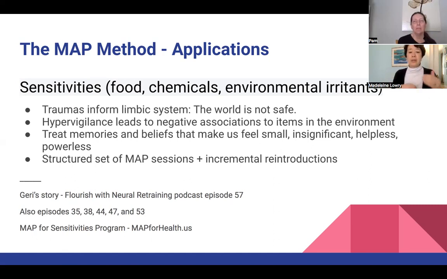And through a structured set of MAP sessions, which is something that I put together in a program now, we can start to work through a lot of the common issues and begin to work with incremental reintroductions, for example, for people who are sensitive to food. So I won't say any more about this, but I have a podcast and you can listen to a lot of different episodes. Many of my clients have sensitivities, whether or not it's the primary thing that they've come to me to work on. And so there are many episodes where people will talk about how the MAP session was helpful for their sensitivities as well.